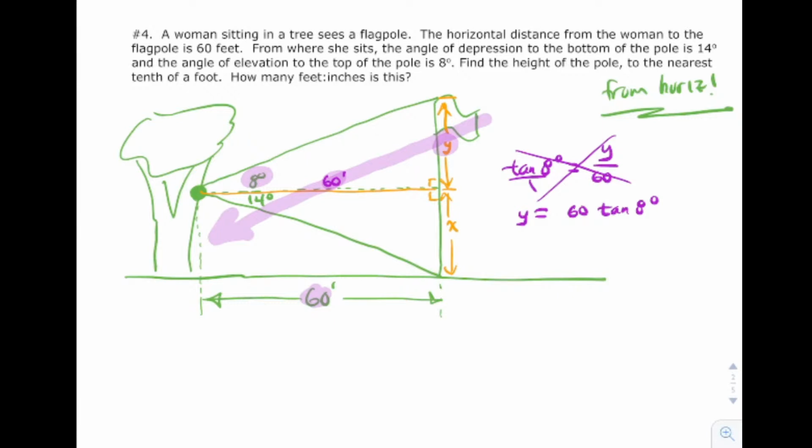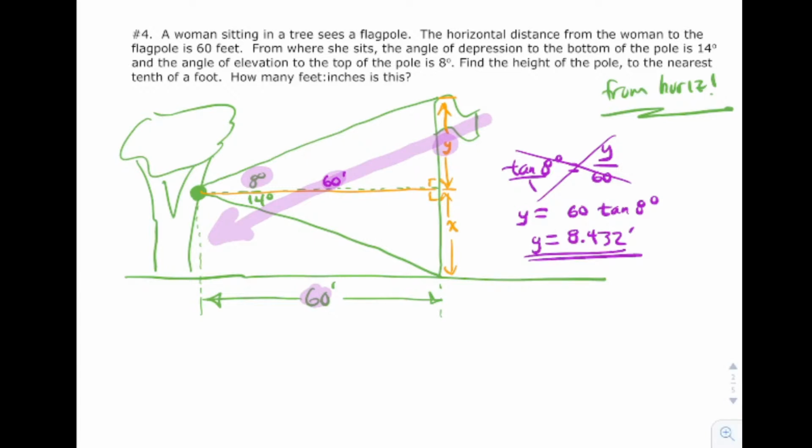60 times the tangent of 8 is, make sure you're in degree mode. Anyway, I got 8 point, it says nearest tenth of a foot, but I'm in the middle of my calculating, so I like to carry a couple extra. 8.432 feet. That's my y.